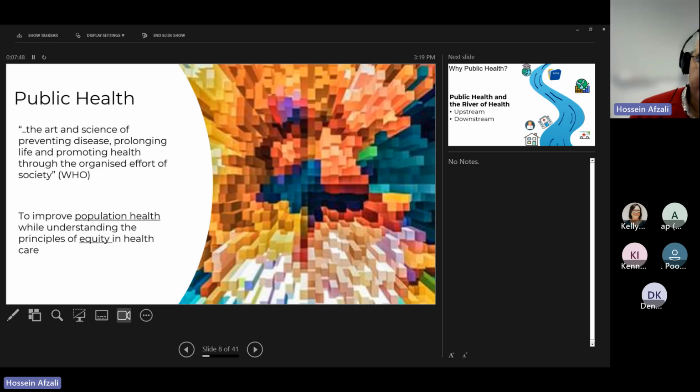The aim of all this public health practice is to improve population health. And when I say improve, some people prefer to say maximize population health. As you can see, I'm talking about population level. The aim is not improving health at individual level. And that's the difference between public health practitioners and medical practitioners looking at the same concept, which is health, but at different levels.